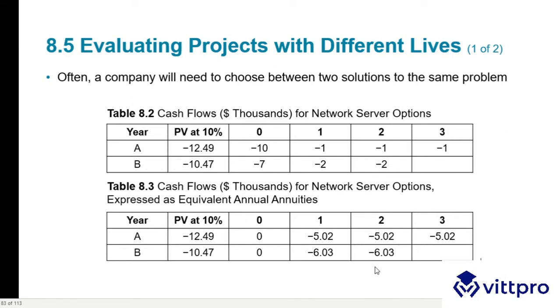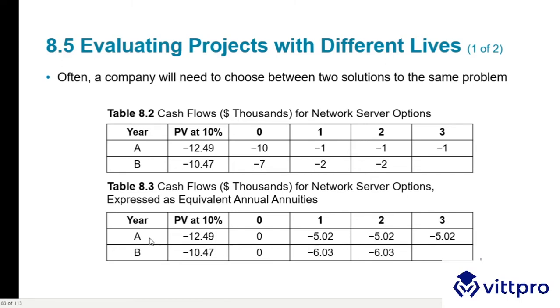So even though the NPV, the present value of all the future payments on option A, is higher, if you spread them out over their life it's going to be 5,000 only, so it's lesser. So you should choose option A.